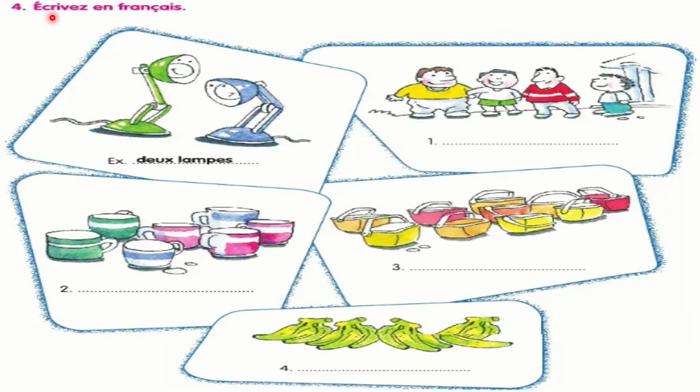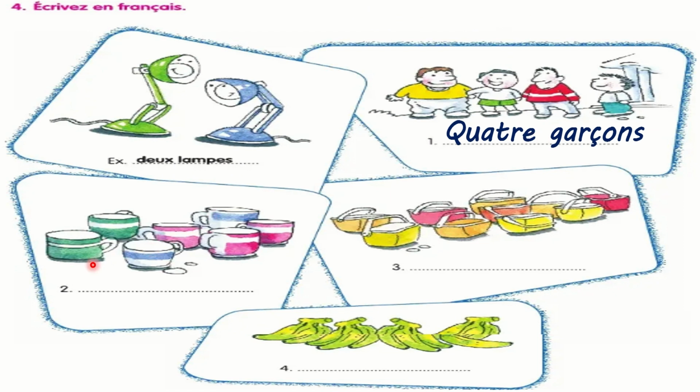So here we are at question number 4, that is écrivez en français, that means write in French. By seeing the image we can see that in this we need to write the number of things in French. First we have the example, which is deux lampes. It means 2 lamps. If we look at part 1, then here we can see 1, 2, 3, 4 boys, which is 4 garçons.